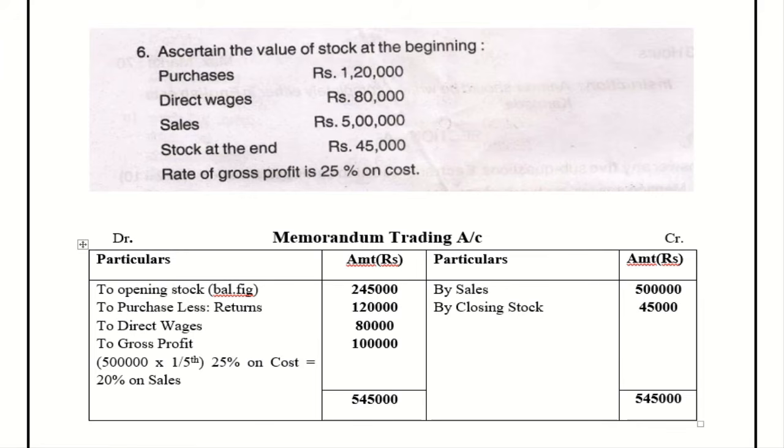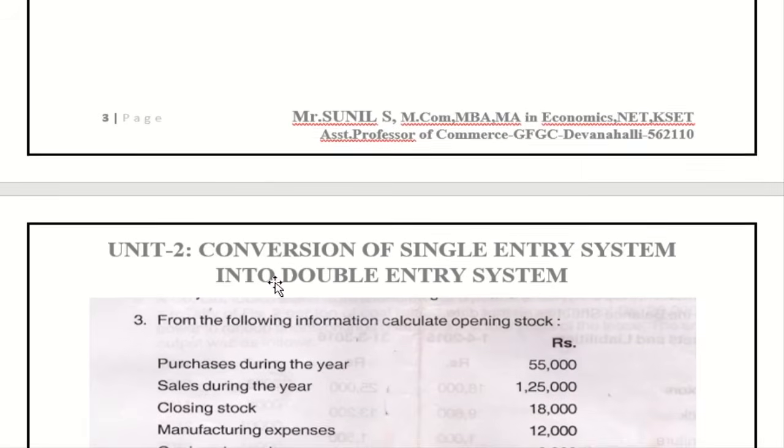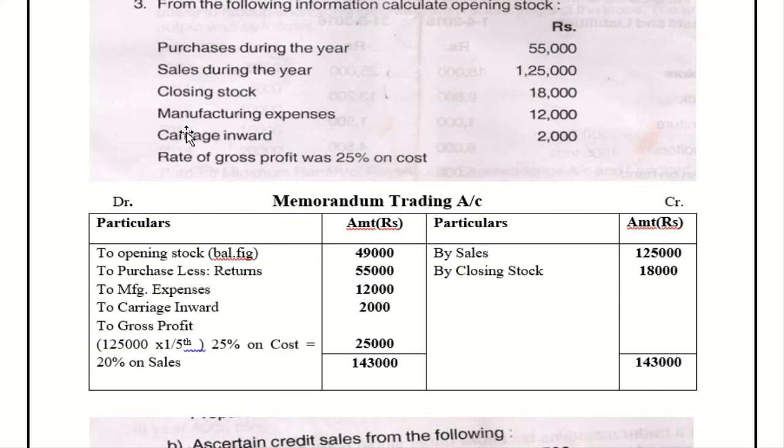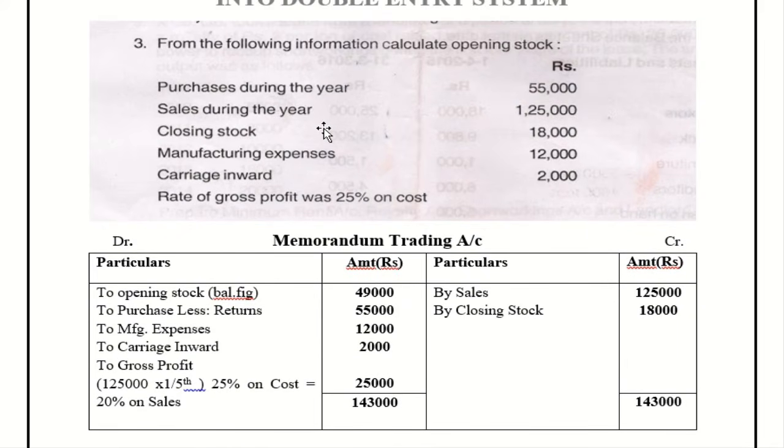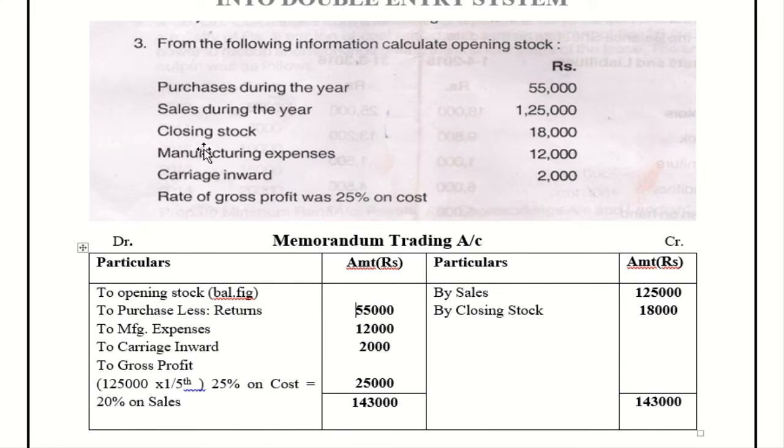This is how you have to prepare a memorandum of trading account based on the question. Now I will take one more question. From the following information, calculate opening stock. Same question type. See, my dear students, purchases, that is an expense on the debit side, 55,000. Sales, 1,25,000 on the credit side. And closing stock on the credit side, 18,000. Manufacturing expenses, a production expense on the debit side, 12,000. Carriage inwards is a direct expense, debit side, and the rate of gross profit is 25% on cost.